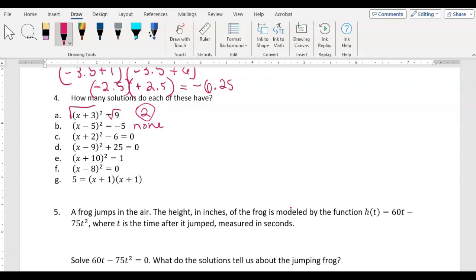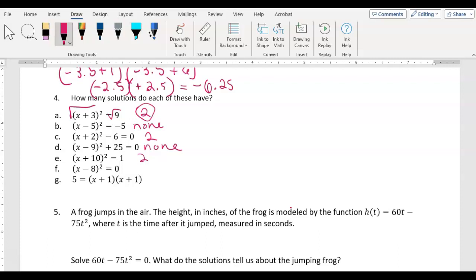Here, if I were to add 6 to both sides and take the square root, I would have 2 solutions, albeit 2 irrational number solutions, but still 2 solutions. Here, I would get -25, so this will be none. There's no real solutions here because this would be taking the square root of a negative number. Here we have 2, so you can take the square root of both sides and get a positive or -1.